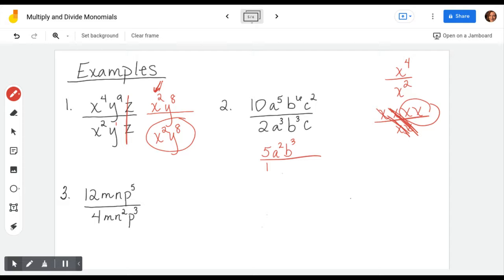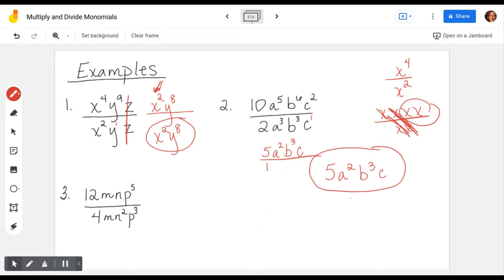On the C's, I have C to the 2nd on top. That's really C to the 1st on the bottom. So I have 1 extra on top. Anytime you have something to the exponent of 1, you don't have to write it at all. So instead of writing C to the 1st, I'm just going to write C. That 1 on the bottom of the fraction isn't really doing anything for me. So I'm just going to rewrite this as 5a squared b to the 3rd c.